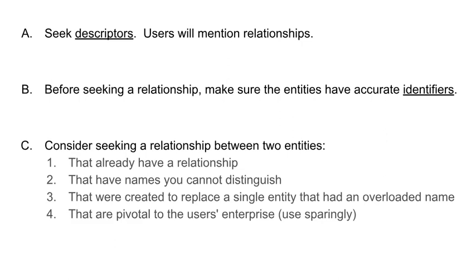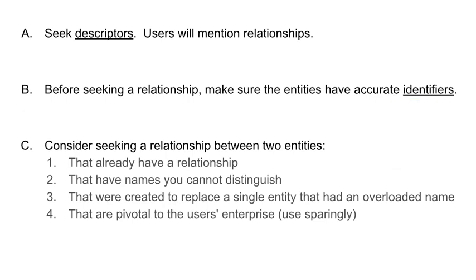Once we've asked for descriptors on all of our entities, we continue seeking more relationships. But before doing so, make sure the entities you're asking about have accurate identifiers. This means going through the flow we discussed, with possibly introducing tiebreakers, considering over-identification, and so on. If we try to seek a relationship to or from an entity before we know its identifier, we run the risk of miscommunication, confusion, and you're going to have a bad time.